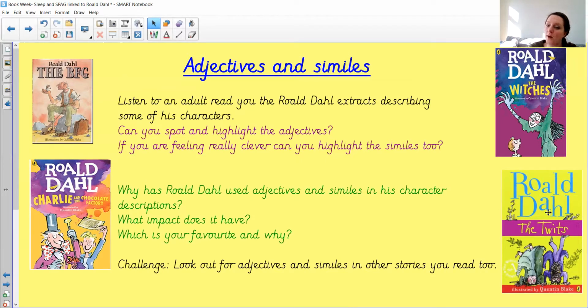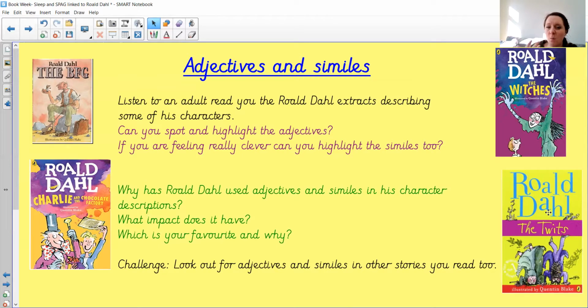When you read them today, there's quite a lot of tricky words. I'm going to read one for you now, but you might want your grown-ups to read you the others. I'd like you to listen to them, follow the words along, and see if you can spot and colour in or highlight the adjectives, those describing words. And if you're feeling really clever, can you spot when it's not just an adjective by itself, but actually a simile, when it compares using as or like?